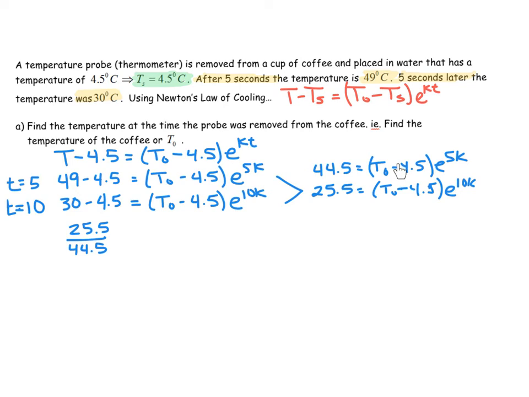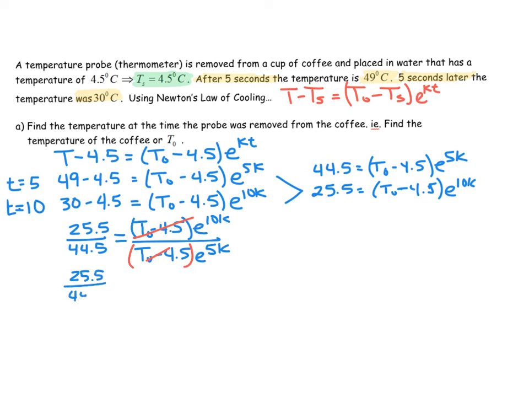So we're going to make this equal to T sub 0 minus 4.5 e to the 10K divided by T sub 0 minus 4.5 e to the 5K. And now we know these will cancel out, and we're left with the 25.5 over 44.5 equals e to the 5K.